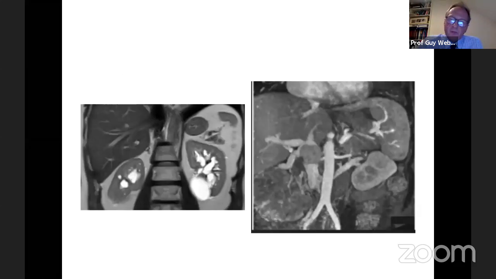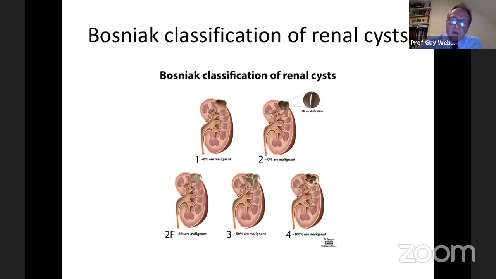So these two MRI pictures on the left show a cyst in the lower pole of the kidney, and the picture on the right shows a large renal tumour in the right kidney with evidence of tumour thrombus in the IVC, quite nicely picked up with MRI.